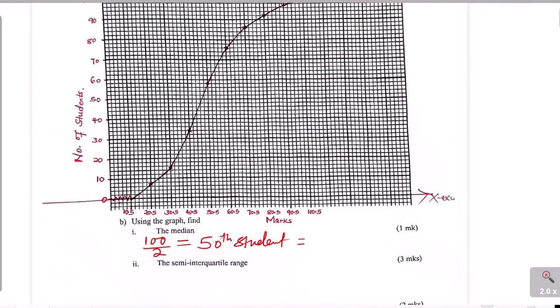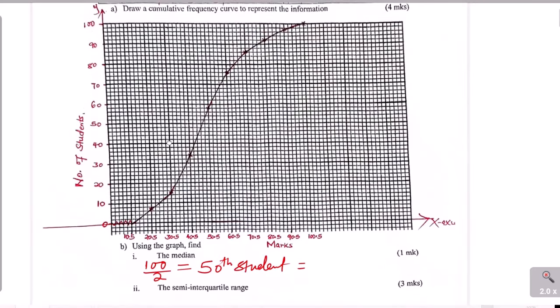So what do you need to do? You go to your graph where you have 50, the 50th student. You draw a straight line up to where it touches the curve, then you drop down. So that is what I'm going to do. From 50, draw a straight line like that, straight up to where it touches the curve. You can see it touches the curve at this point. Let me draw this one again.